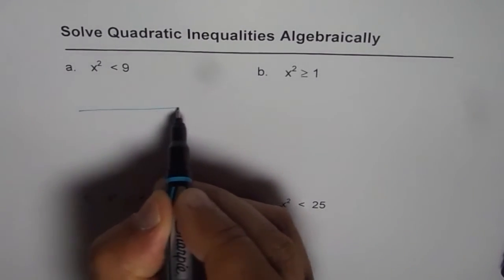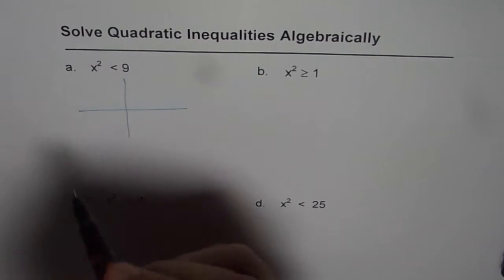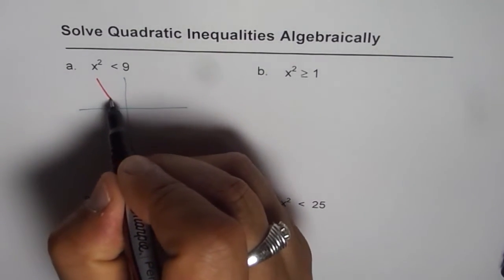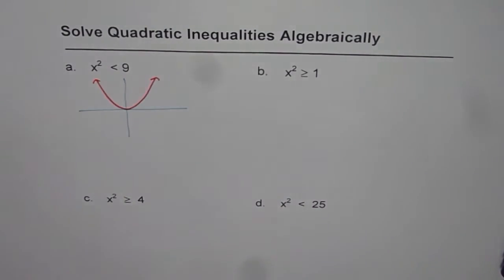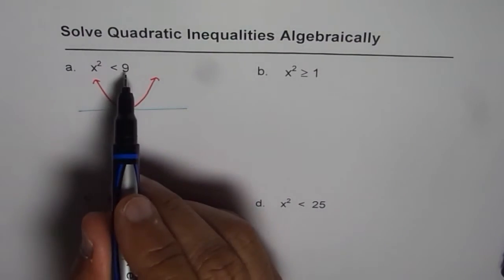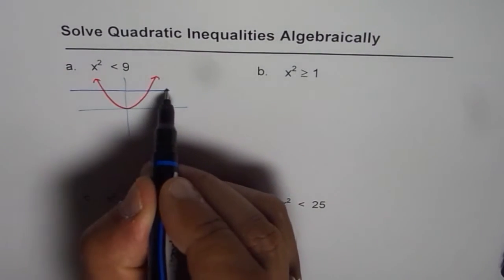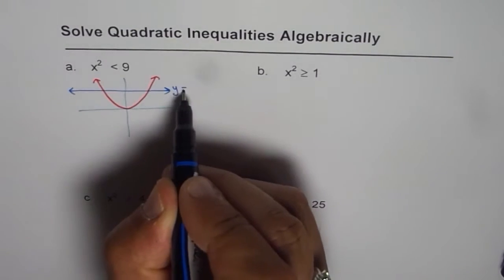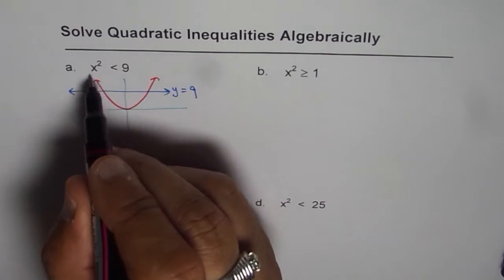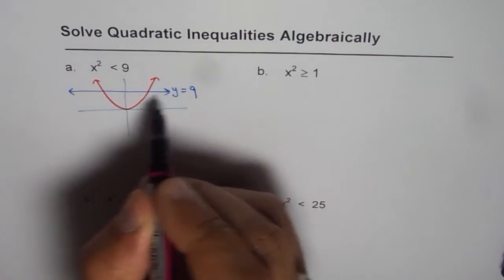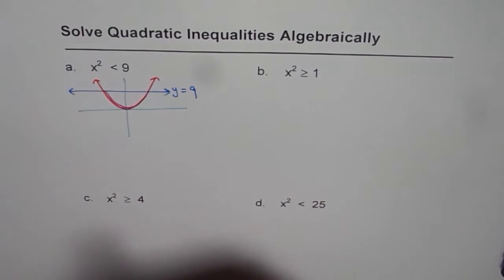To understand it, let me just graph it, right? Because the parent function, let's graph x squared first. So x squared is a graph which is a parabola with vertex at the origin, right? When we say that x squared is less than 9, it really means that if I draw a line y equals 9, then the solution is wherever x squared is less than 9, that means this portion. Do you see? That is the solution.